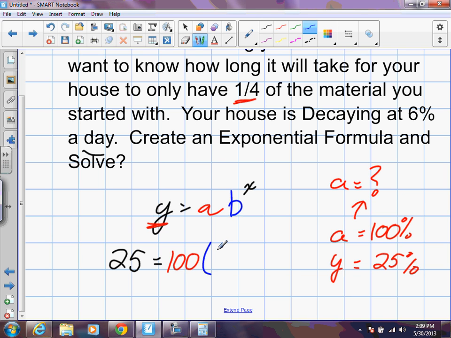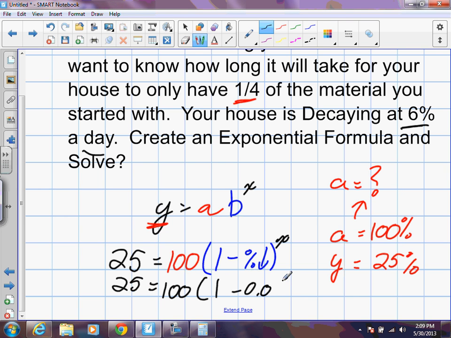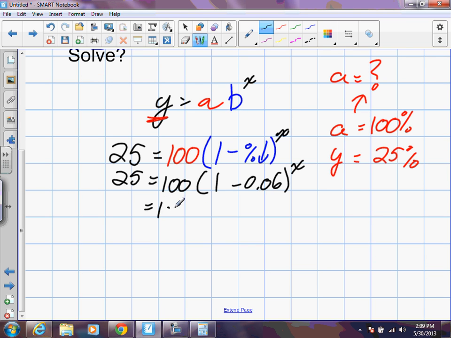Our decay rate is the other thing we need to find out. Now remember, it is 1 subtract the percentage decrease, which is 0.06. We turn 6 into a decimal. So we get 25 is equal to 100 times 1 subtract 0.06, to the power of x. What is that going to give us in our brackets there? 0.94. Okay, so think of it like per day, we're only left with 94% of what we had originally.